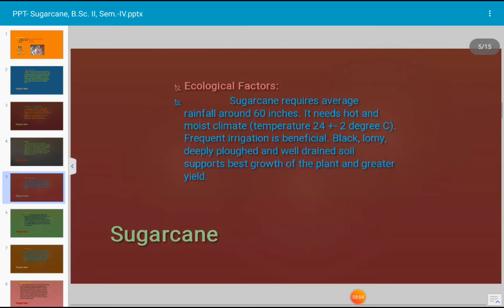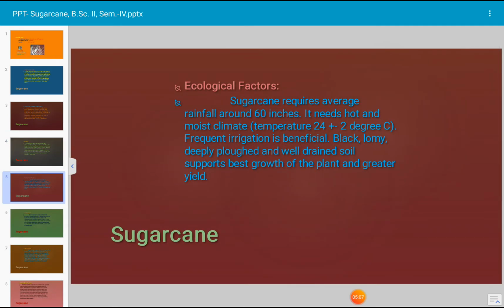Next slide. Let us see the ecological factors which are favorable for the growth of sugarcane. Sugarcane requires average rainfall of about 60 inches. It needs a hot and moist climate up to 24 degrees Celsius temperature, and frequent irrigation is beneficial. Black, loamy, deeply plowed soil is good for the growth of sugarcane. Well drained soil supports the best growth of the plant and gives greater yield.